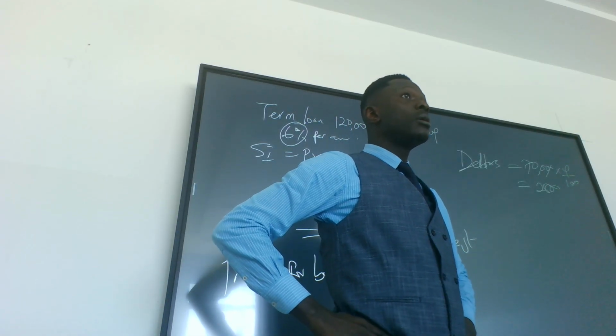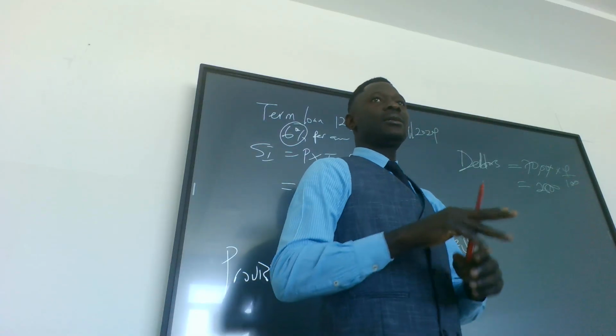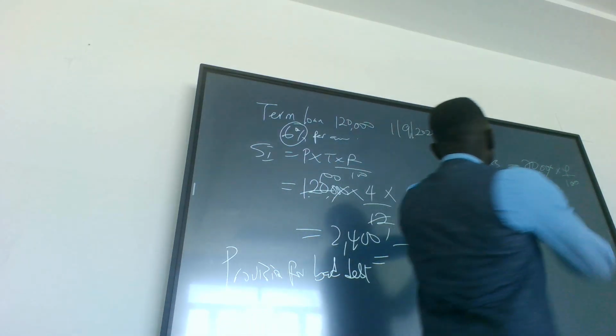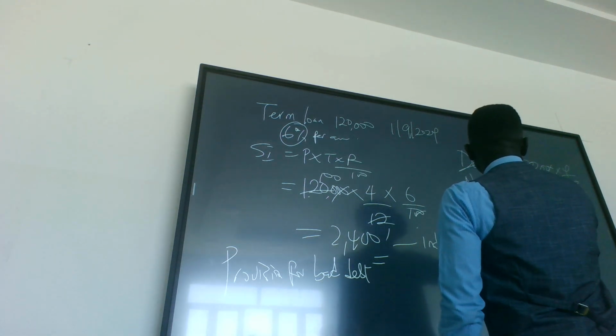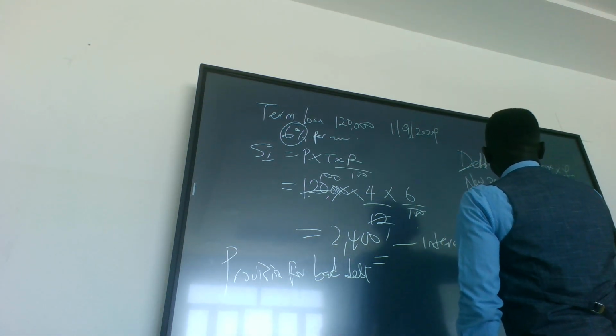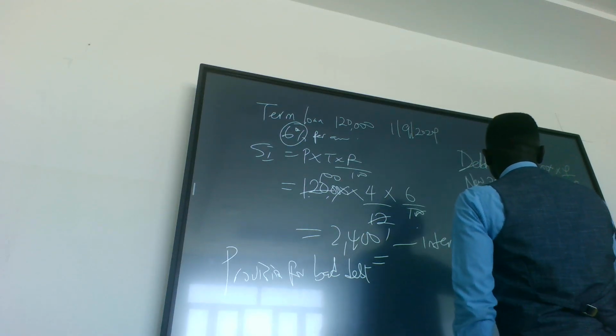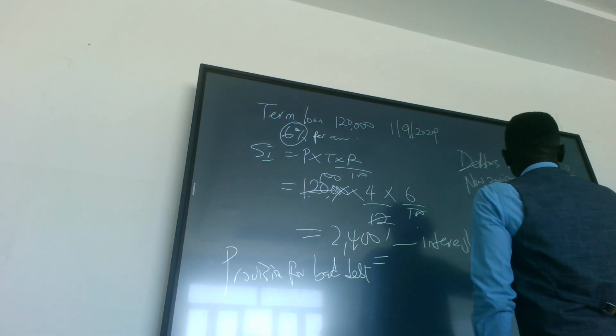64,300. No, wait. Provision for bad debts. So this is your new provision. This is your new provision, 1,700. Hold on, please. This is your new provision. What's your old provision? How much is it, please?